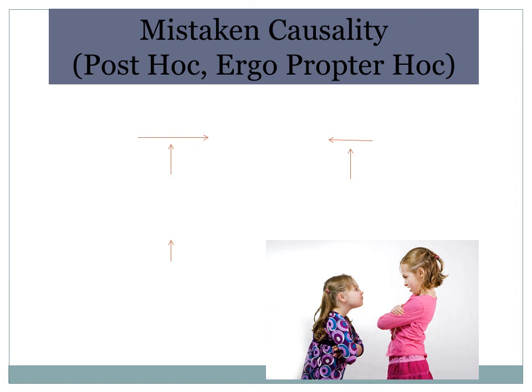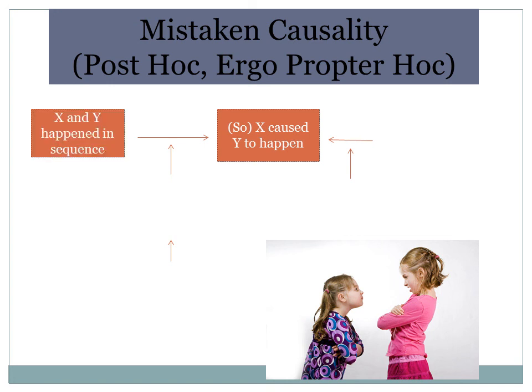The Latin phrase up there, post hoc ergo propter hoc, means after this, therefore because of this. When someone builds an argument around mistaken causality, they're going to be arguing that something caused something else to happen. X caused Y to happen. And the evidence that they use for that is that X and Y happened in sequence, that event X happened and then event Y happened.